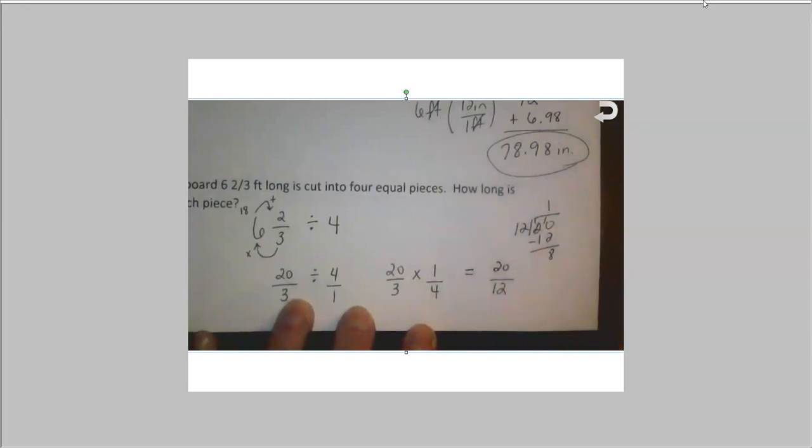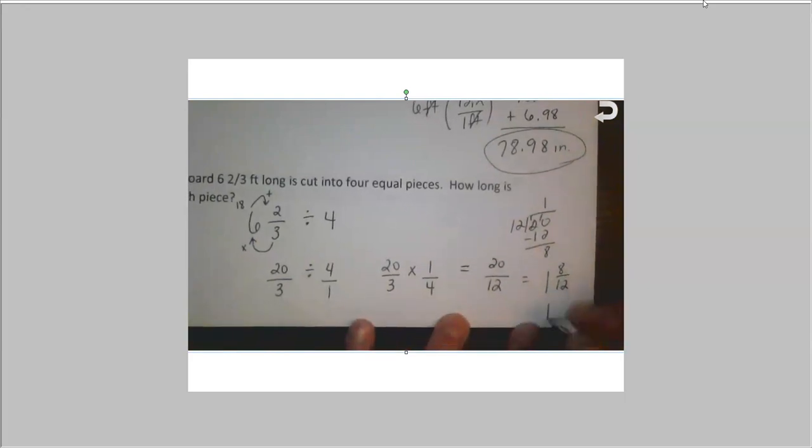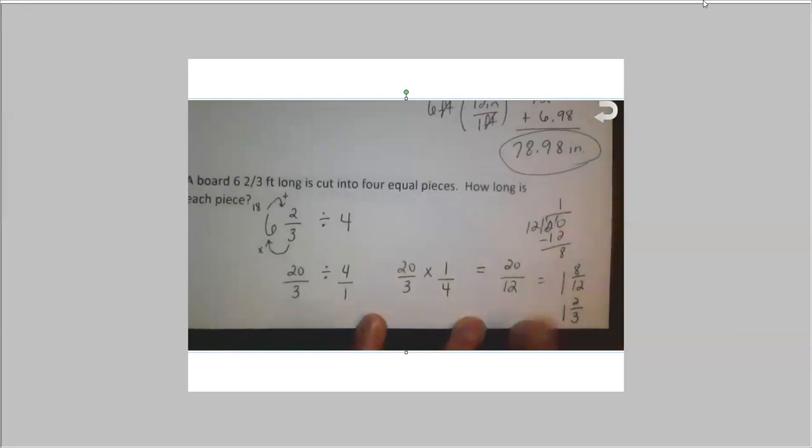with 8 left over. So each board is going to be 1 8/12. I'm going to reduce that. Both are divisible by 4. So that's going to be 1 2/3. What's my label here? I'm still in feet. 1 2/3 feet.